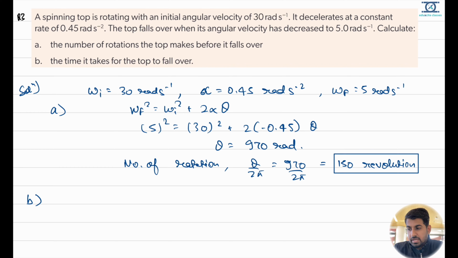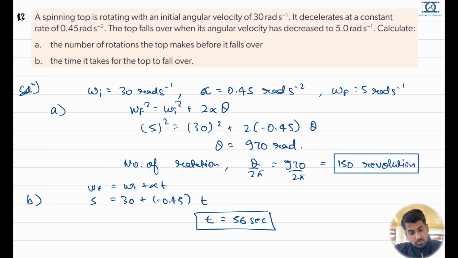So you can directly use omega f equals omega i plus alpha into t. So this will be 30 plus minus 0.45 times t. So the time t comes out to be 56 seconds it will take for the top to fall over. So this will be your answer for question number 3.